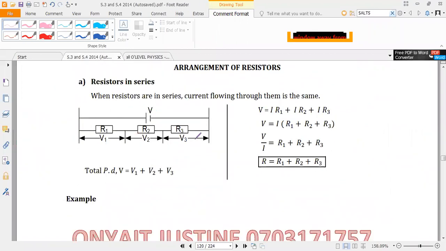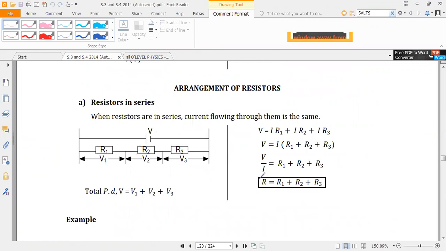So the same question is seen here. So for series, to get the effective resistance, we add up the individual resistance for all the resistors that are in series. The same method which is used here.